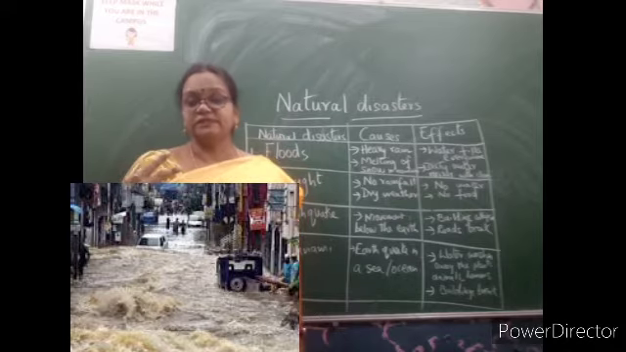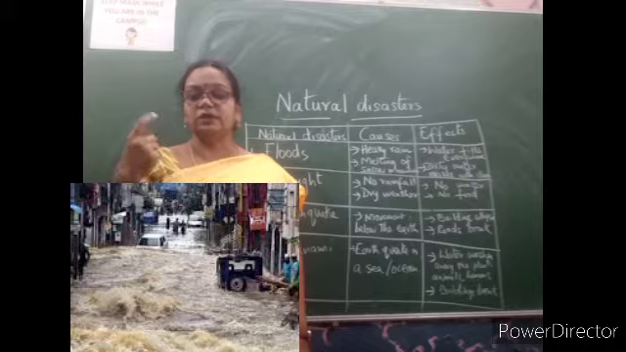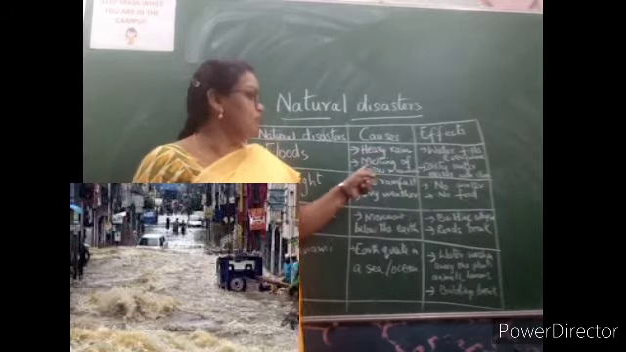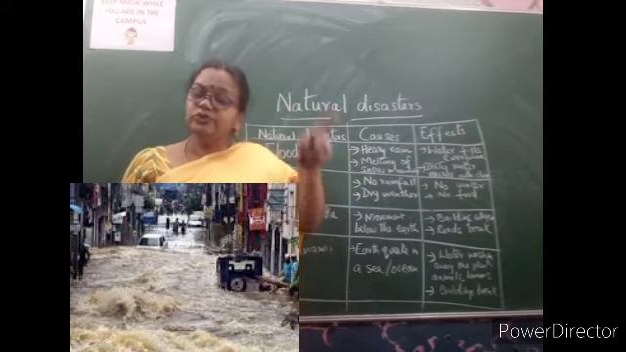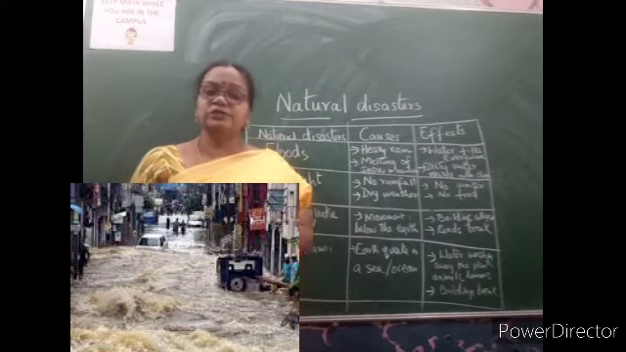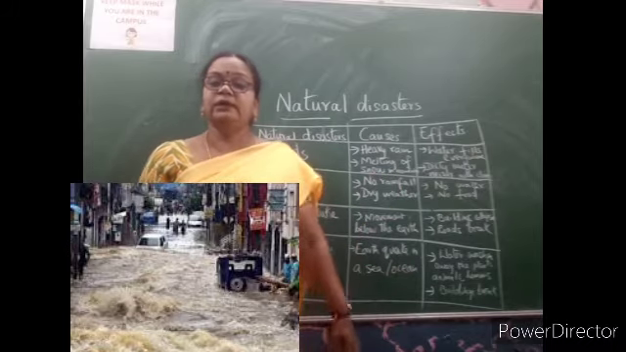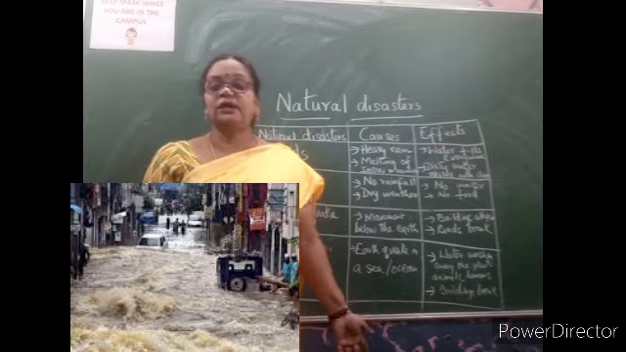So there are 2 main reasons. Reasons are what we call causes for the flood. That is heavy rainfall and also melting of snow in the mountains. The melted snow, that water will fill the river and all, and so much water it cannot hold, and it will start overflowing.